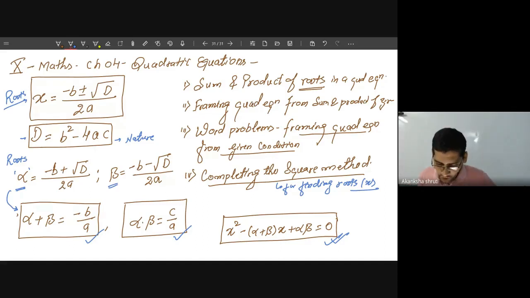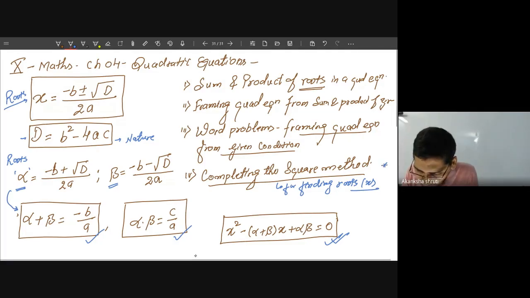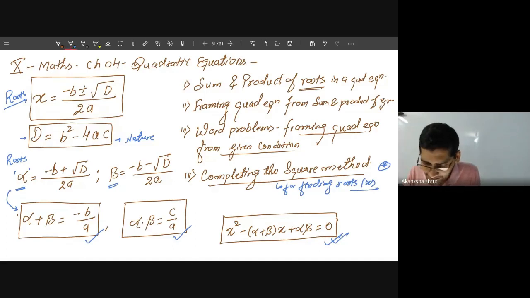Students, one thing more that I want to say to you, this last topic, I mean the fourth topic, completing the square, is now dropped. So we will not focus on it, but you must know, because the idea is very much useful in different questions. That is one thing. Another, regarding the word problem, means framing the quadratic equation from the given condition. This part is now a bit lightened, means the tougher questions are now removed.